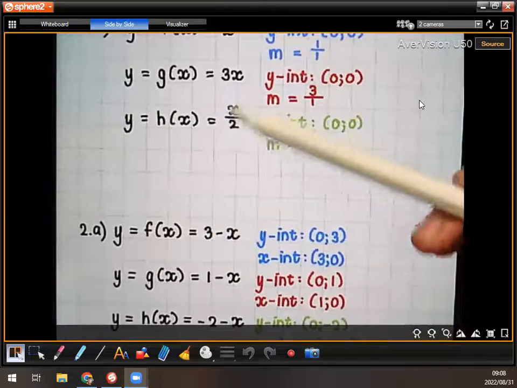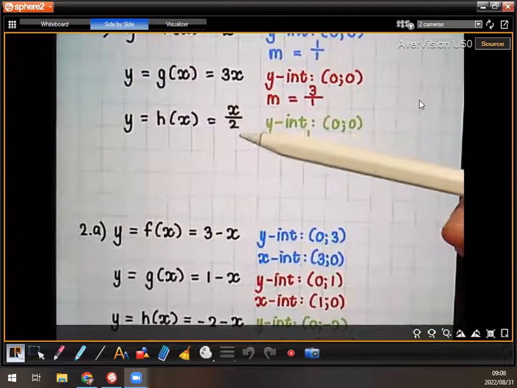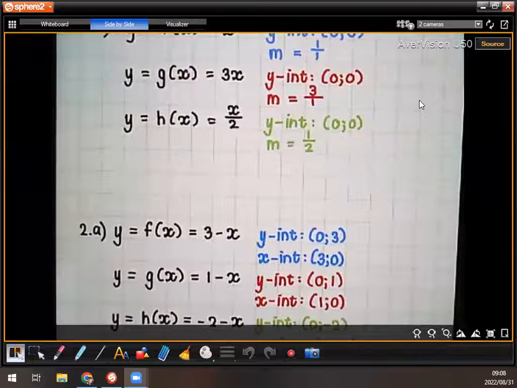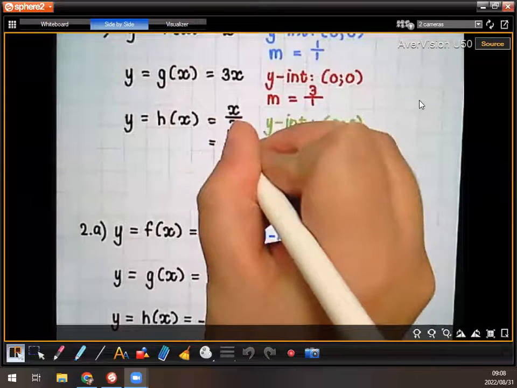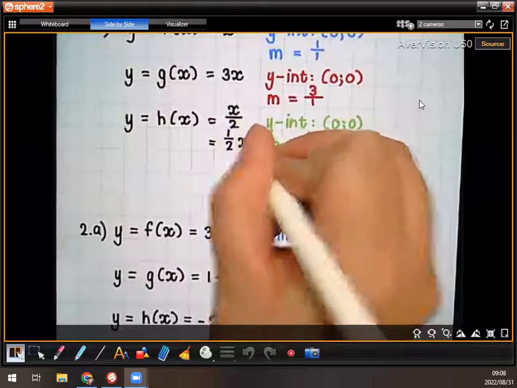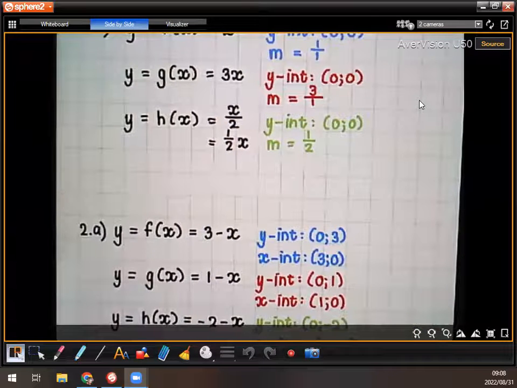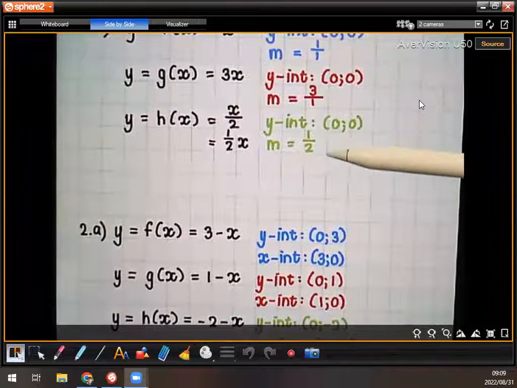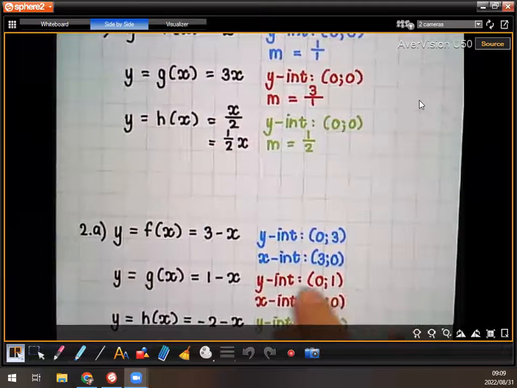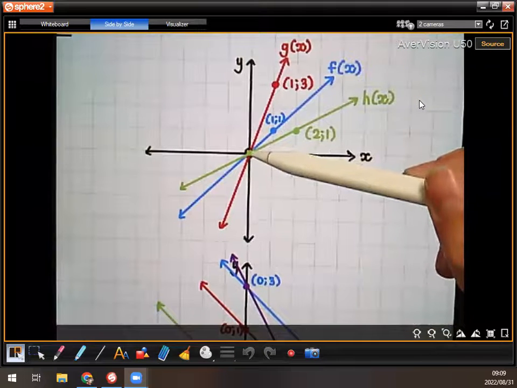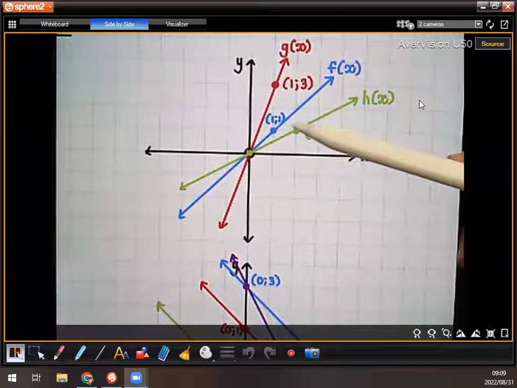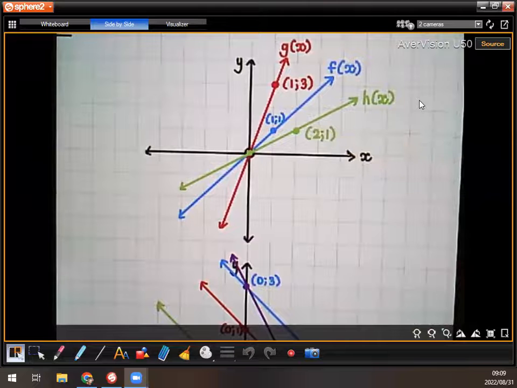So guys, x over 2, do we agree this is the same as a half x? Right, you could have just rewritten this as half x. So your m value for that one was a half. It was 1 over 2 already. So from your y-intercept, you're going to count 1 up and 2 to the right. Okay. So from your y-intercept, which is at the origin, 1 up and then 2 to the right. And you end up at that point.